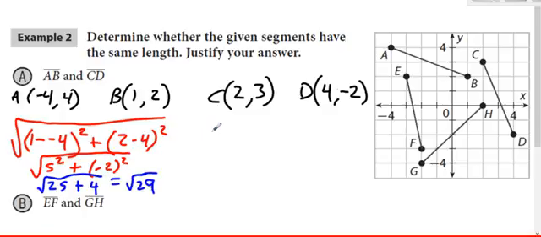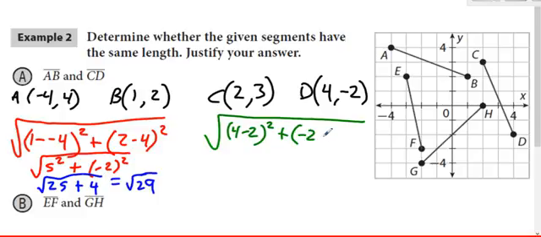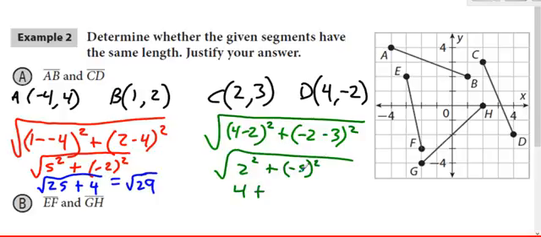And then from C to D, same idea. You take the x's and subtract them. So 4 minus 2 squared. And then the y's, negative 2 minus 3 squared. So that's 4 plus negative 5 squared is 25. Which is 29. So do they have the same length? Yes. They have the same length. They're both square root of 29.